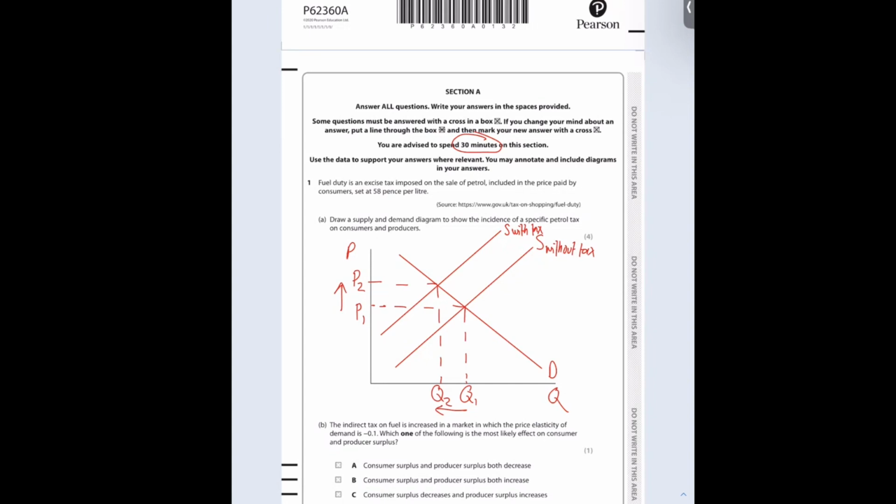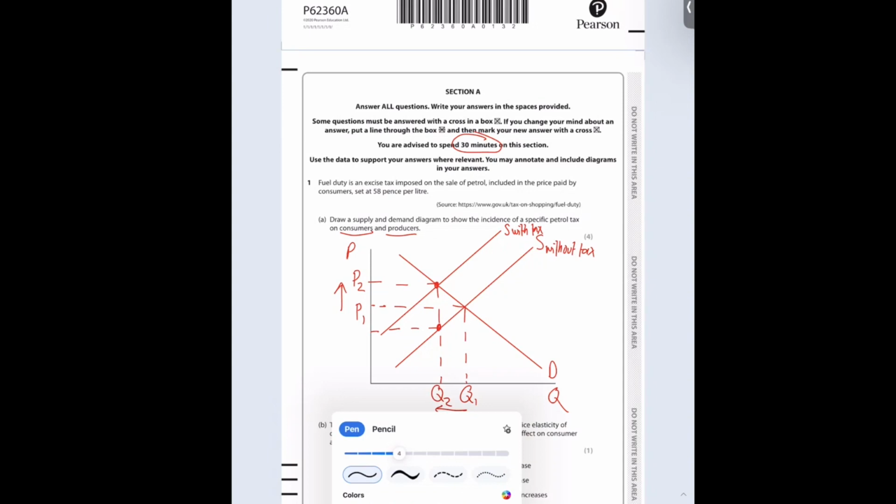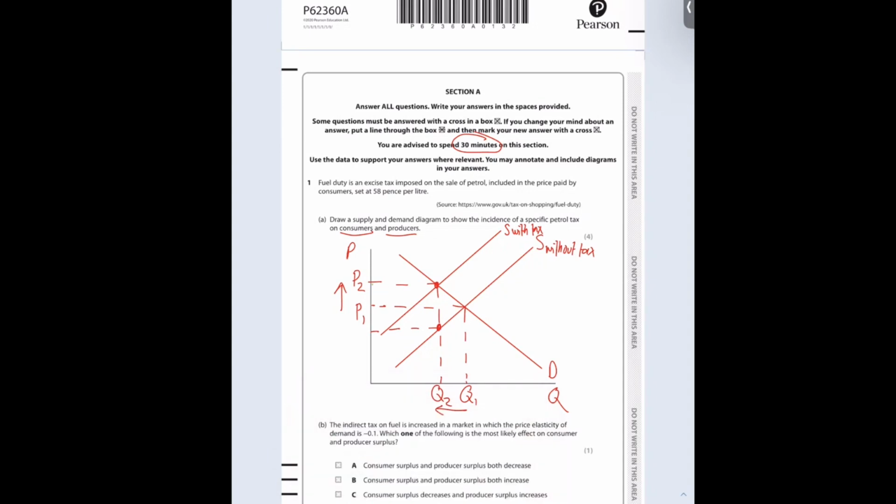Now, if I want to show the incidence on each, because it wants me to show the incidence of a specific petrol tax on consumers and producers, basically it's saying, how's it affecting consumers and producers? Well, to do that, I go from this point here all the way down to this supply curve here, and then I move across like so. Now, in terms of the incidence, the box that we care about, I'm just going to change the color here in order for it to be more clear, is this box here.